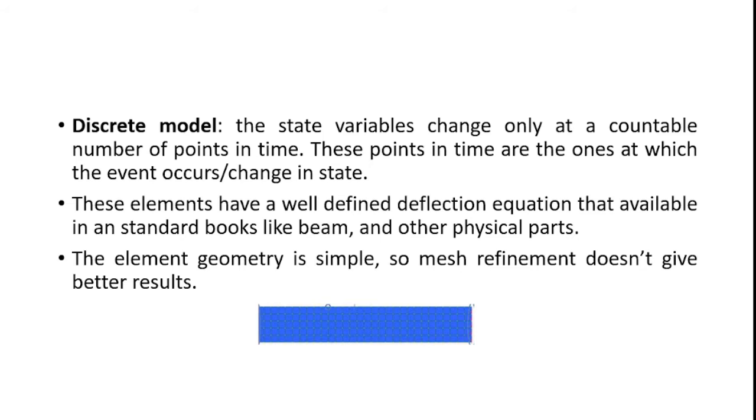Here, in the discrete model, consider the term state variable. What is the meaning of state variable? For example, in a thermodynamic system there may be enthalpy and entropy, and in the mechanics lab there would be velocity and acceleration. Moreover, in the electrical lab there are variables such as current and voltage. These state variables that change only at a countable number of points in time form what is known as a discrete model. These points in time are the ones at which an event occurs, a change in state.